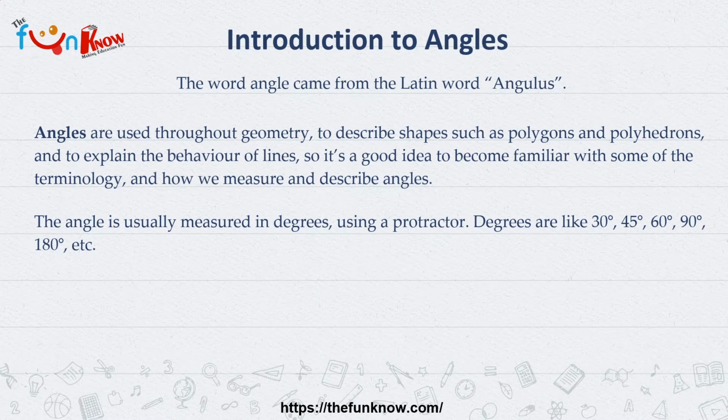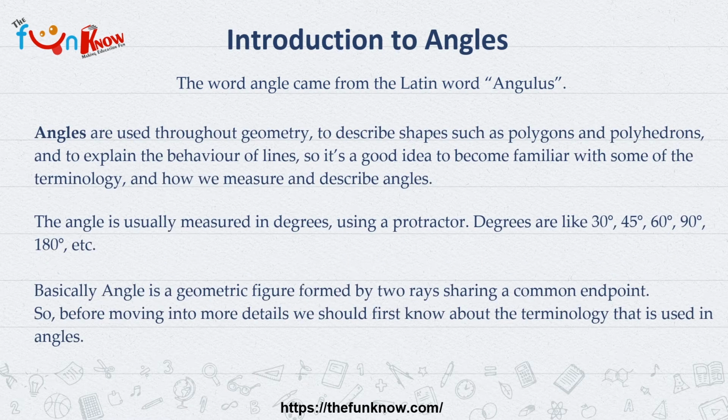There is a tool which is used for measuring angles, which is known as a protractor. Degrees are like, for example, 30 degree, 40 degree, 45, 60, 90. Students, remember one thing. Whenever you say 30 degree, this small symbol, which is 30 and a small circle, is the symbol of degree. So whenever you are going to say 30 degree, you are expected to write this symbol, because this symbol shows that it is 30 degree or 40 degree.